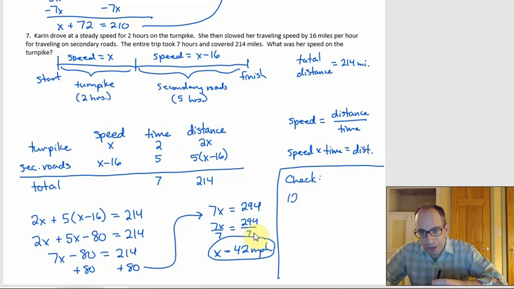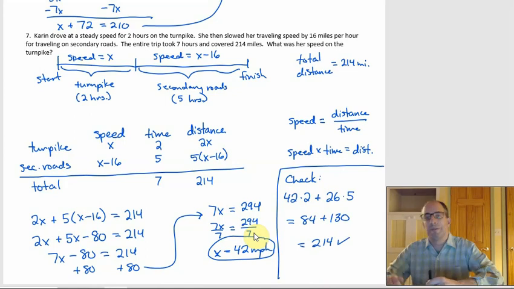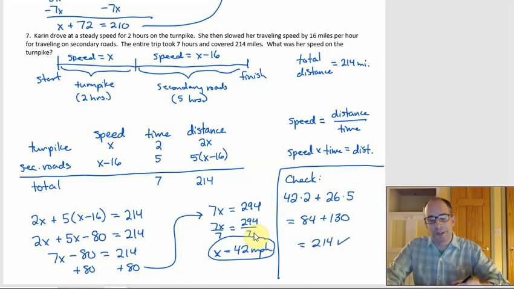Right, so 42 times 2, 'cause it's 2 hours on the turnpike. And then if it's 42 on the turnpike, 42 minus 16 is 26. So 26 would be the speed on the secondary roads times 5. So that's equal to 84 plus, and that's 130. And if you add those together, you get 214, which is the total distance. So looks like we got the right number, right? Looks like that 42 is correct.